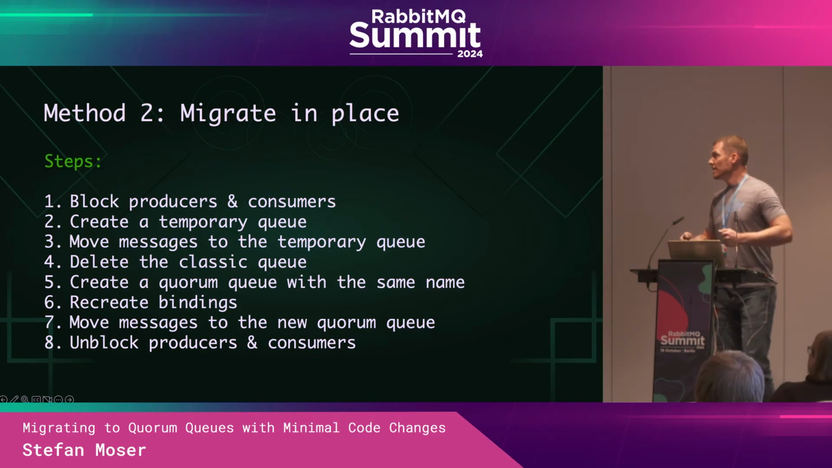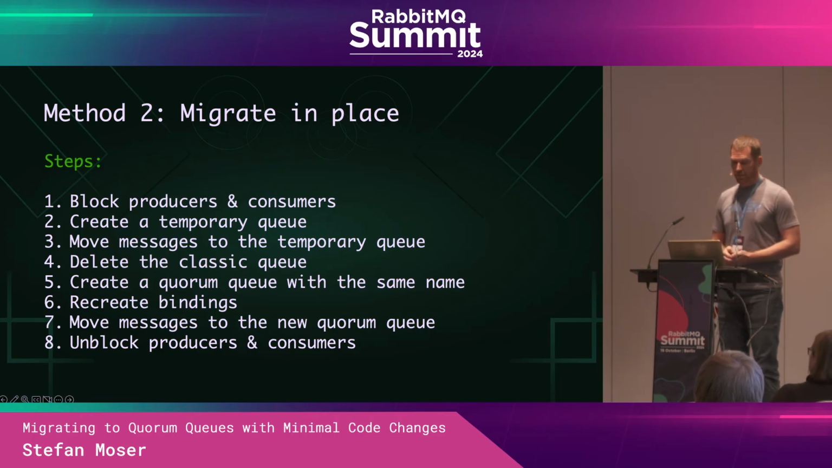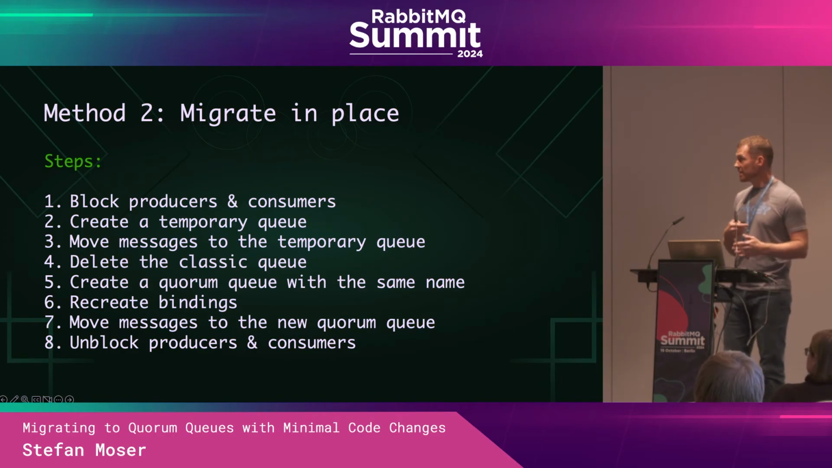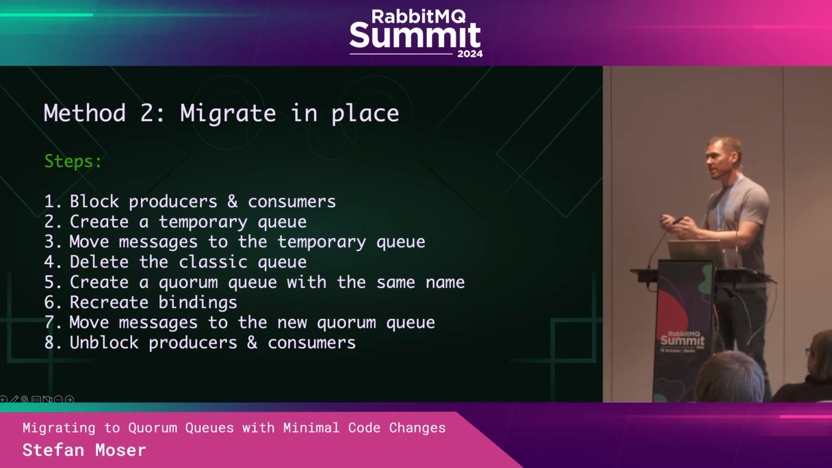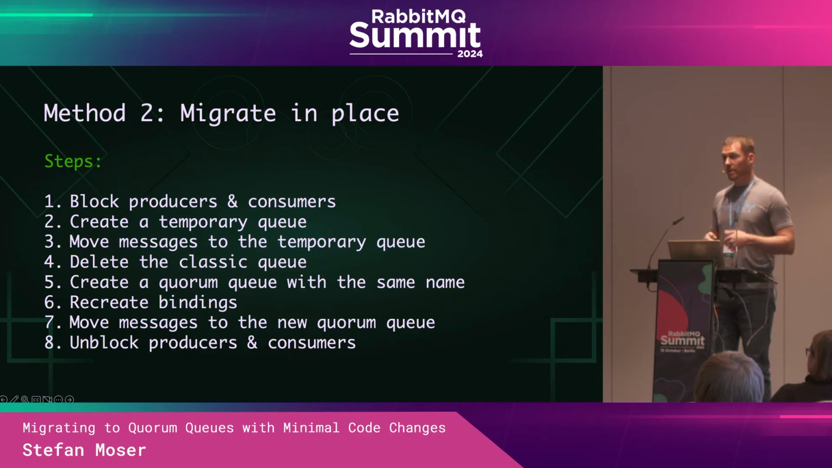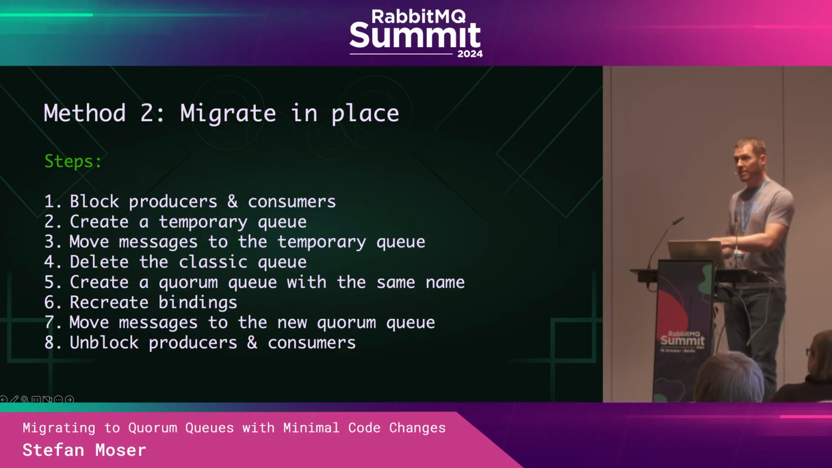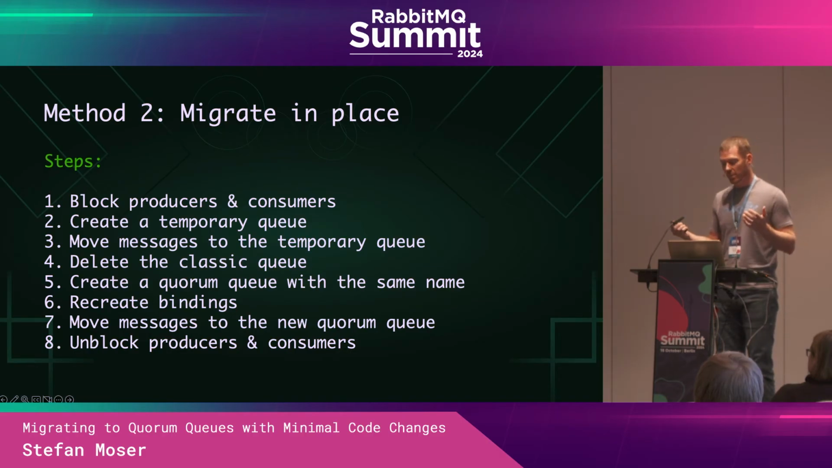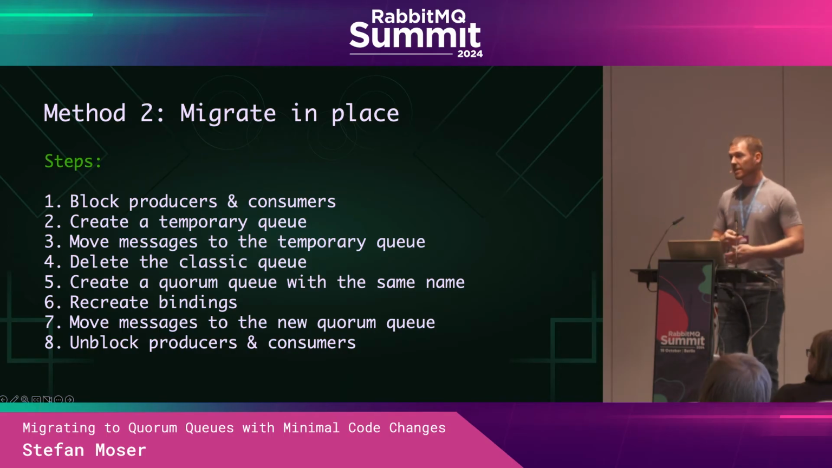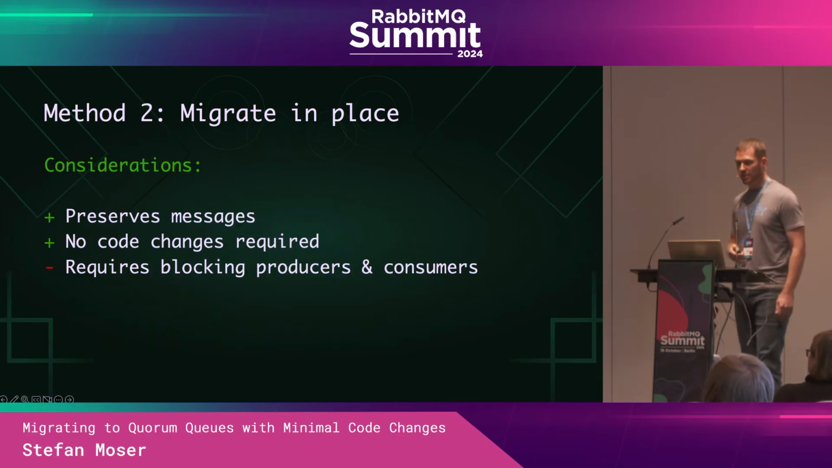Okay, so let's look at the second method of migration. This is migrate in place. The steps are fairly similar. We just have to block the consumers. But this time we're going to create a temporary queue. We're going to move all the messages to that temporary queue. Then we're going to delete the classic queue, create a quorum queue with the same name, recreate the bindings, and move all the messages from the temporary queue back to the queue that we had. By the time we unblock the consumers and the producers, it doesn't know that we've done this little switcheroo on it, and it'll just keep going on as normal.